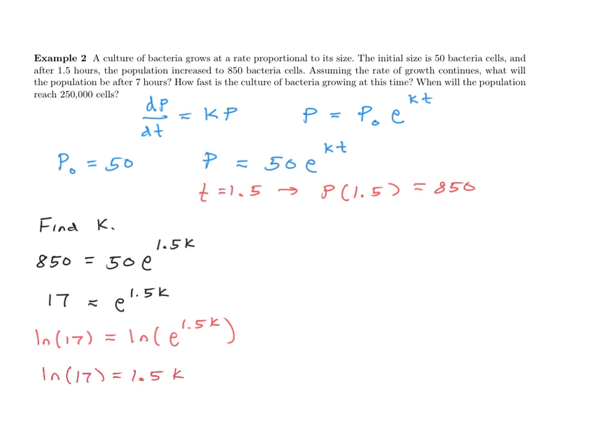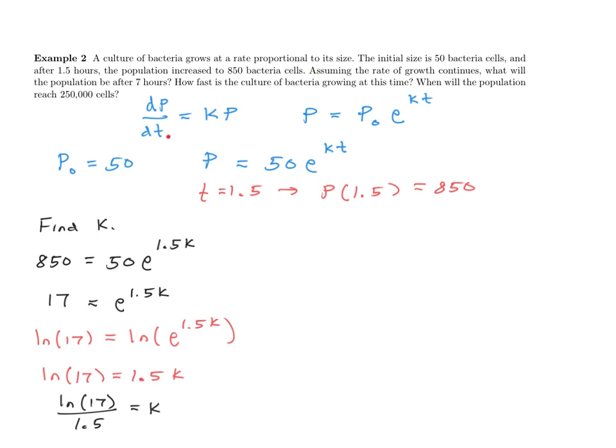And if you want to get k by itself, you can divide both sides by 1.5. This gives us the natural log of 17 divided by 1.5 is equal to k. If I place it here, this completes the formula for me. Let's see what the question wants us to find.